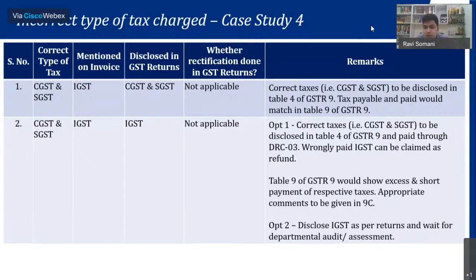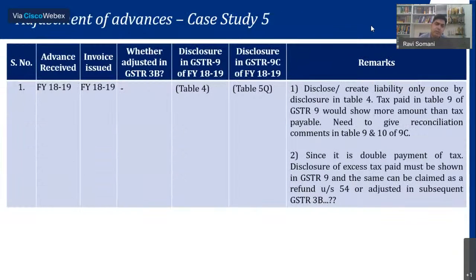But anyway, in this there is an additional option wherein you can either make an adjustment and make the correct payment of taxes and claim refund or adjustment of the wrongly paid taxes. The second option is that you just leave it as it is. Let the department come for audit. When the department comes for audit, you can simply make the payment and claim the refund of wrongly paid taxes.